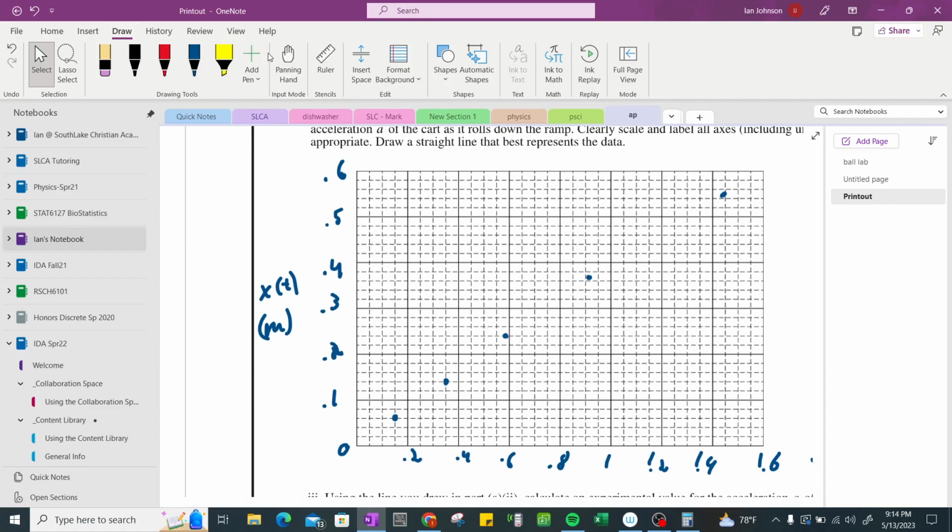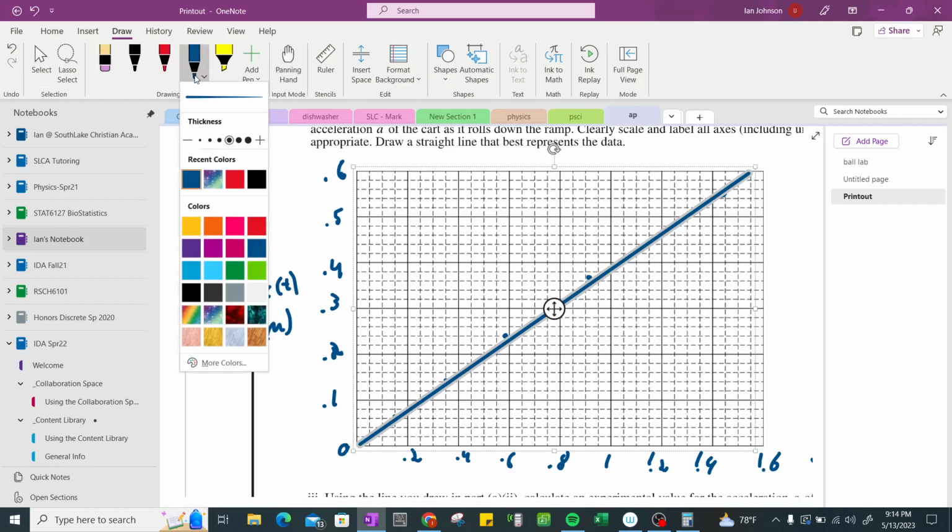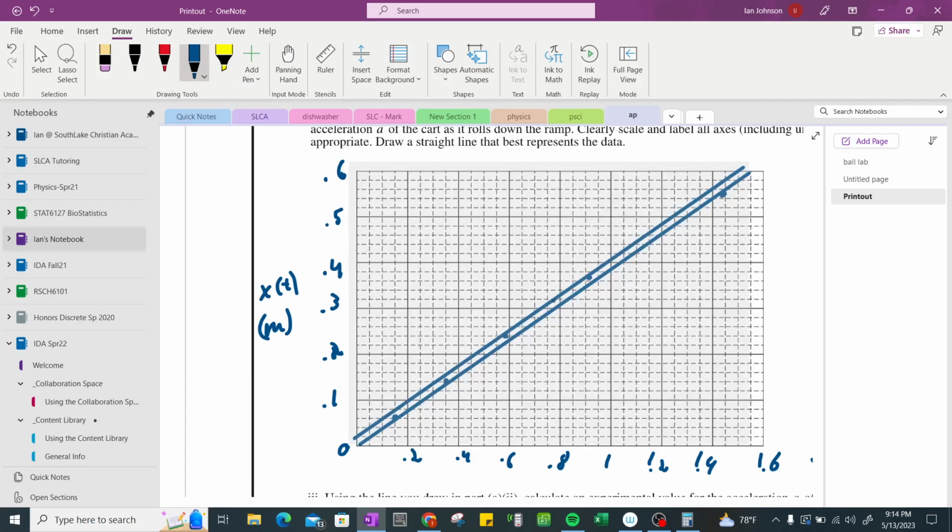Let's go find, how can I do my line? Shapes. And we don't necessarily have to start at the origin. I don't think it's gonna hurt if we do. If I draw that line, you can see we're gonna get a nice line going through there. We'll put it about right there. And I wonder if I can make that smaller. It's not gonna let me.